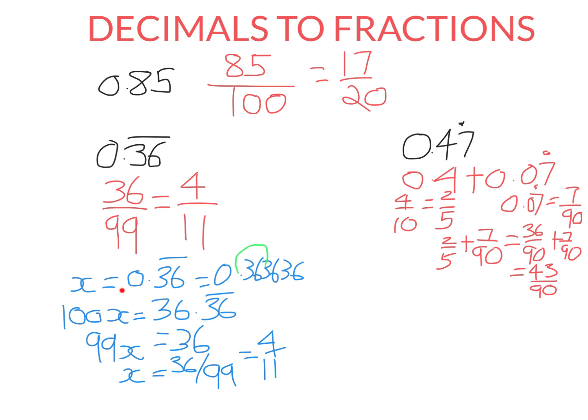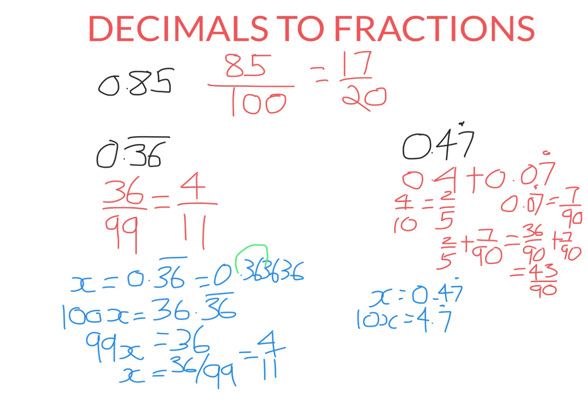But let's look at using this method in blue on this one. So here again, we would let x be 0.4 and then 7 recurring. Now what we want to do is multiply this in such a way that we get the same decimal expansion. We want to be left with just the recurring part, the 7 recurring. So if I times x by 10, I would get 4.7 recurring. So these two numbers don't have the same reptend. They don't have the same decimal expansion.